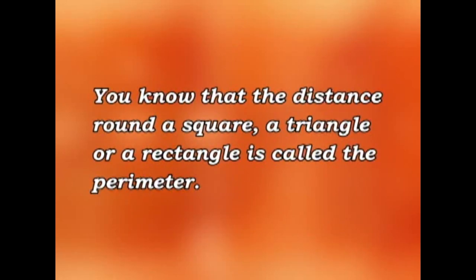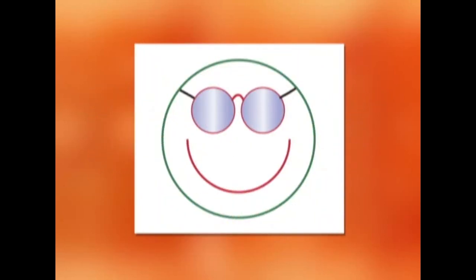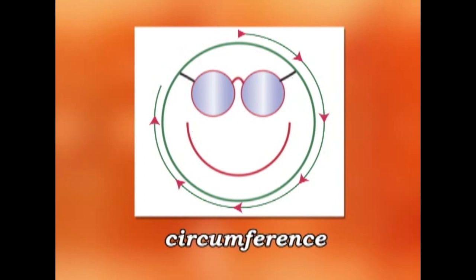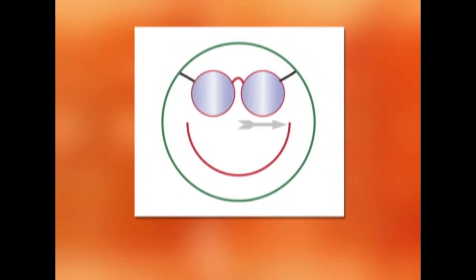You know that the distance around a square, a triangle or a rectangle is called the perimeter, the distance round the outside. Now the distance around the outside of a circle is called the circumference. The distance from the center of the circle to any point on the circumference is called the radius. The distance across the circle through the center is called the diameter.